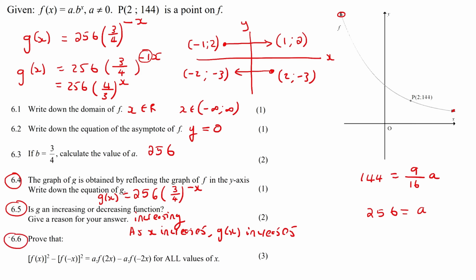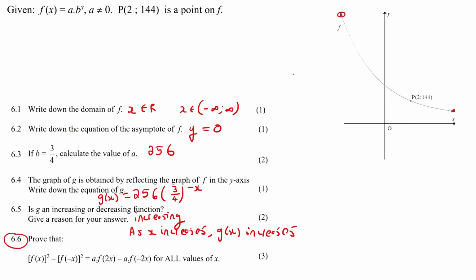Okay, and then this one, it looks horrible. Prove that this minus this is going to be the same as that minus that for all values of x. Okay. What does that even mean? Well, let's see what we can do. I'm going to work on this side over here. So I'm going to work on f of x squared minus f of minus x squared. Okay, and let's see what that gives us.